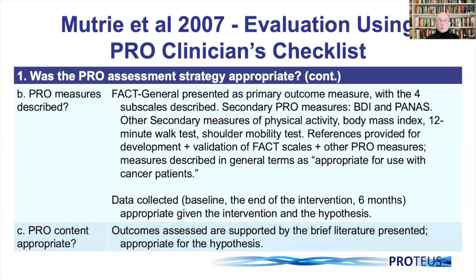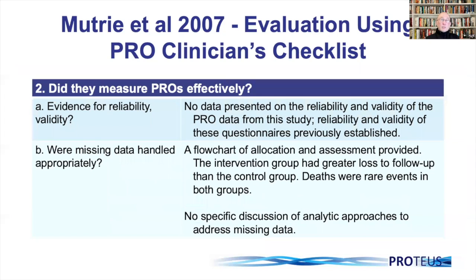Was the PRO content appropriate? The outcomes assessed were supported by a brief literature review and seem appropriate to the hypothesis. Item 2 in the checklist: was there evidence presented for the reliability and validity of the PROs? In fact, no data were presented on the reliability of the PRO data from this study.